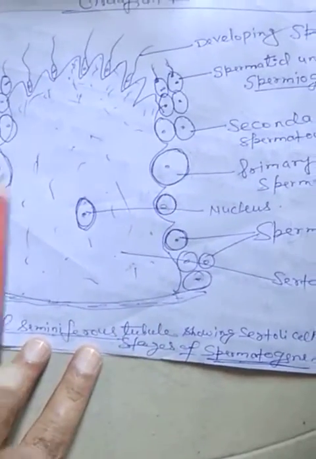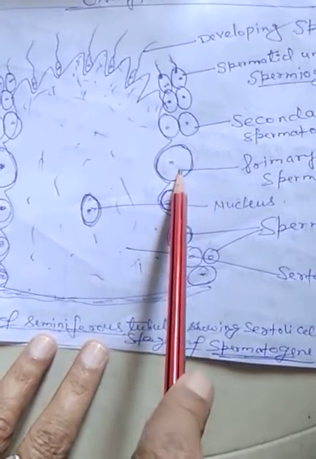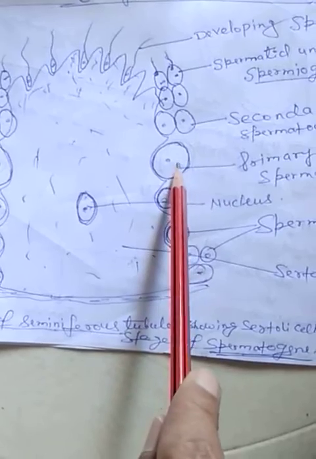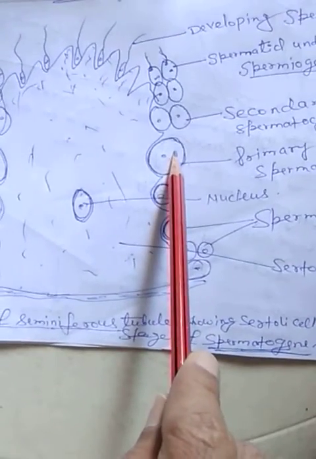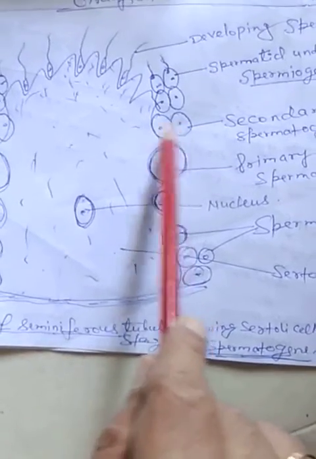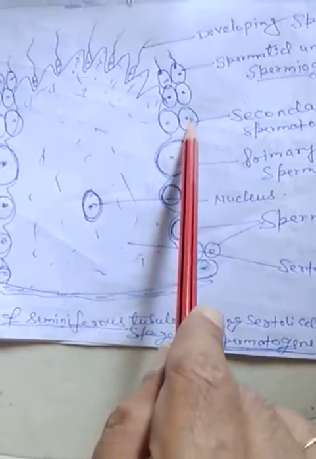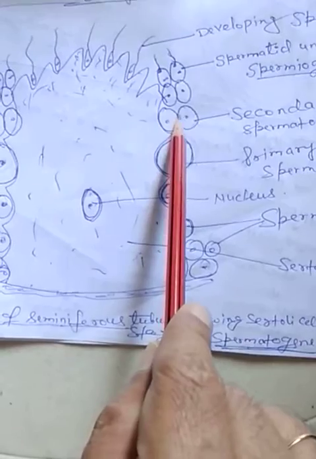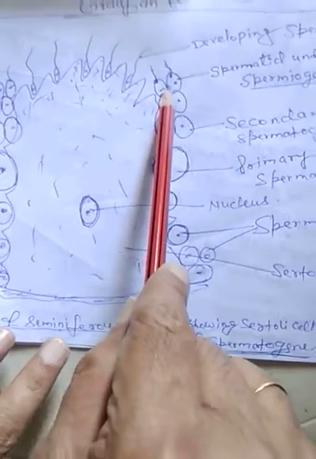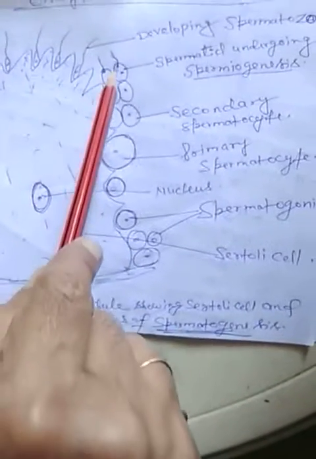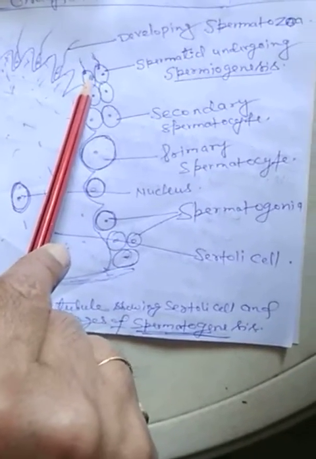This is the primary spermatocyte, and now this primary spermatocyte starts the meiosis division, and by the first meiosis it forms the secondary spermatocytes. Again, these secondary spermatocytes by second meiosis form the spermatids, and now these spermatids transform or differentiate to form the spermatozoa.